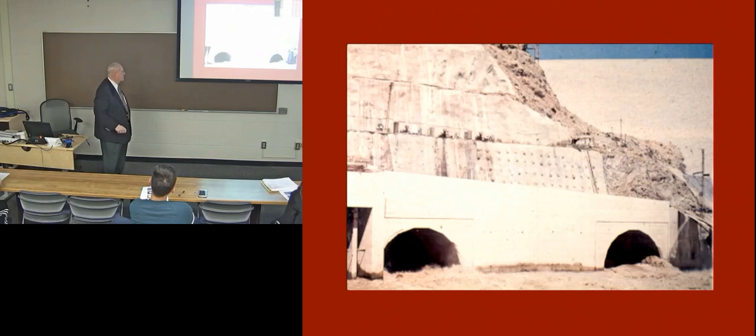This is what the water looked like coming out of tunnels 1 and 2 during that 1994 summer. Chunks of concrete and rock came out of there the size of a Volkswagen. Just tore things up. Tunnels 3 and 4 were flowing full too. We'll see those in a moment.